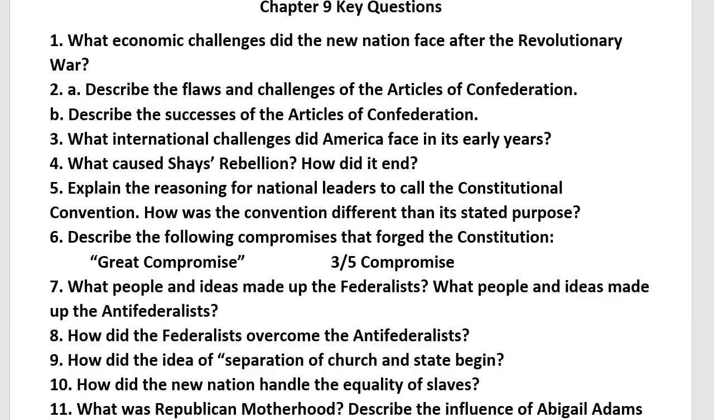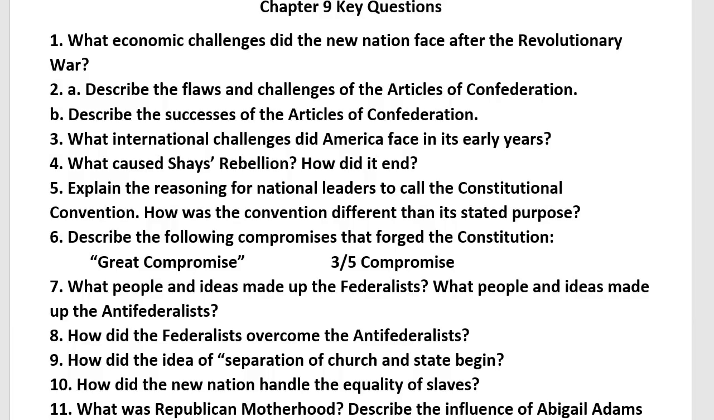Number two, describe the flaws and challenges of the Articles of Confederation. The two major challenges that we discussed in class. Number one is their inability to collect taxes. First of all, the taxes had to be voluntary. States decided how much they handed in, and so oftentimes the government did not get to collect anything from those states. You also think of the idea of Shays' Rebellion, where they were able to push back because they couldn't pay their taxes, and that showed how weak the government was, which we'll get to in just a second. So collecting taxes is your first issue.